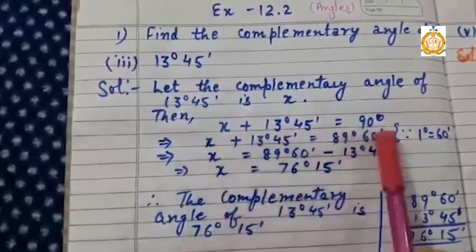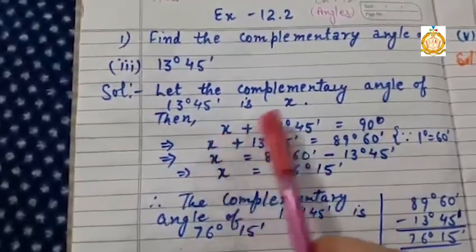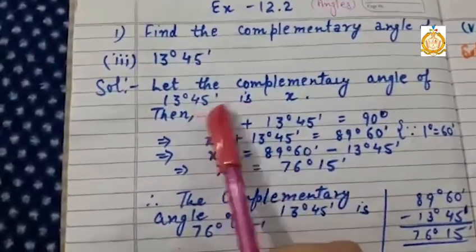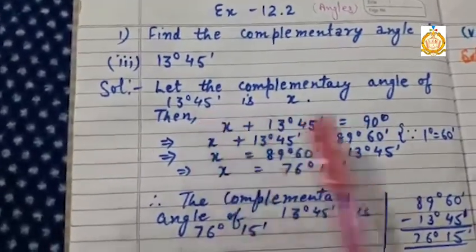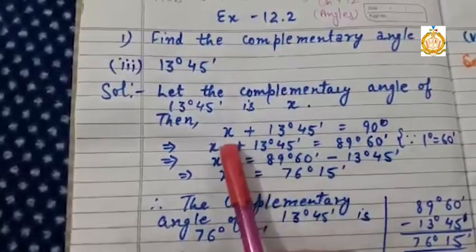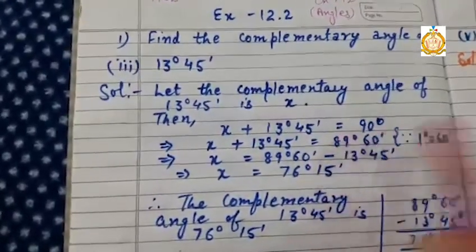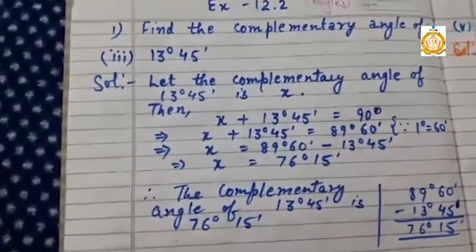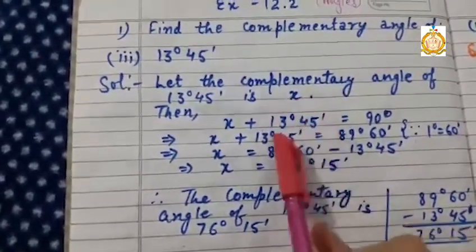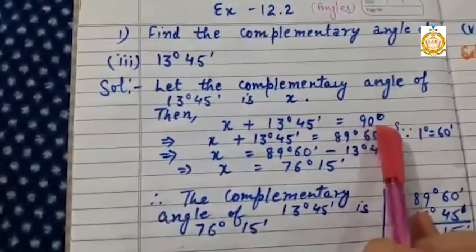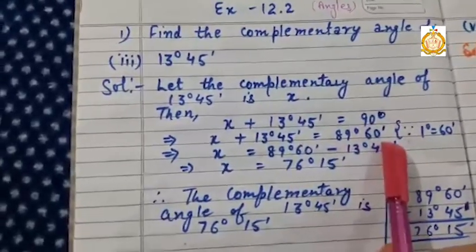So, we will write it in the equation form. Both of these two angles are complementary to each other, so the sum of both of these angles would be 90 degree. So, we will write x plus 13 degree and 45 minutes is equal to 90 degree. Now, we see that it is given in degree and minute notation, so we will convert 90 degree into degree and minute notation.